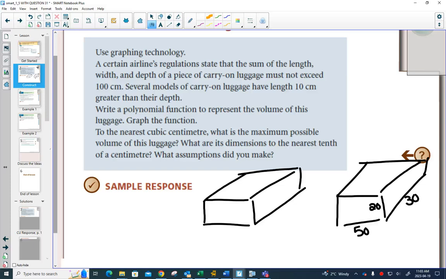Well, I just randomly picked 20. So I'm going to put whatever I picked there, that would be x. How did I find the 30? I found the 30 by just adding 10 to that x. Then finally, how did I find the 50? Well, I knew it had to add up to 100, so I did 100 minus 20 minus 30.